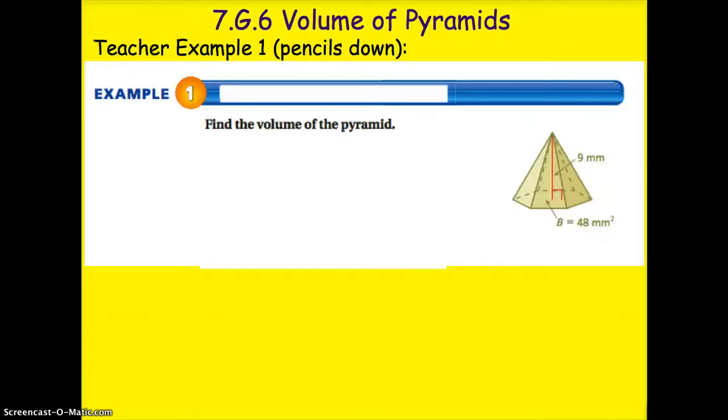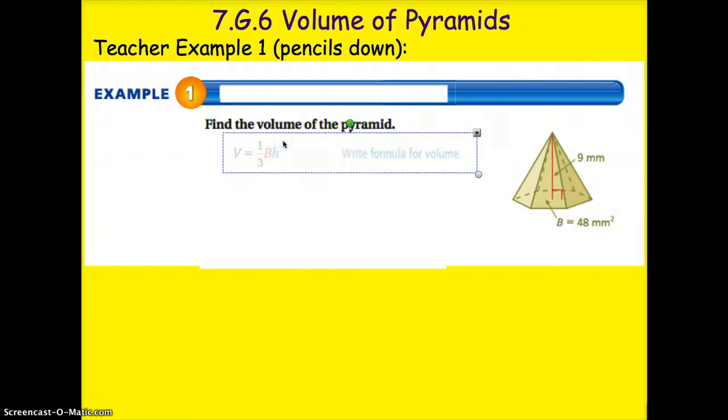Okay, so let's take a look at our first teacher example, find the volume of the pyramid. Now notice in the picture, the base is a hexagon, and we have not gone over the formula for finding the area of a hexagon. So you don't need to actually find the area of the base, it's already been found for you. We already have our capital B right here, so I don't have to do any work to find it.